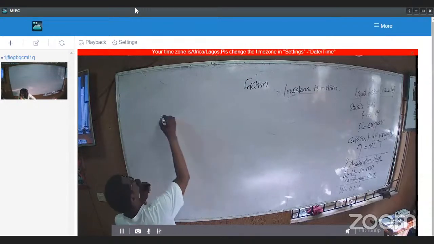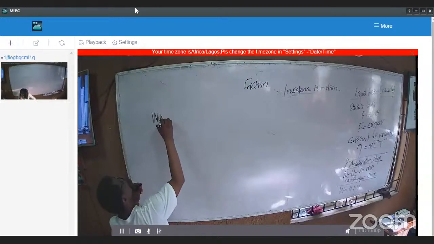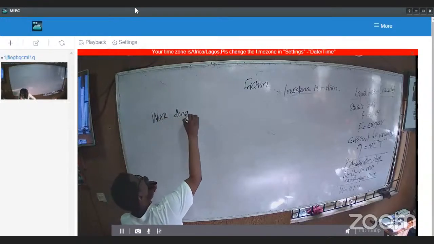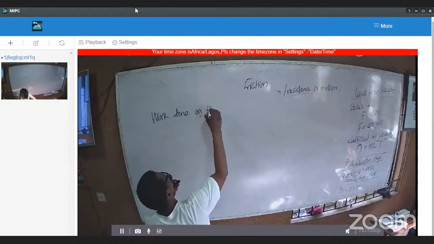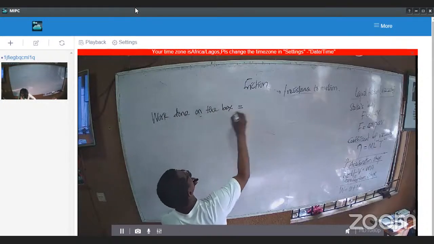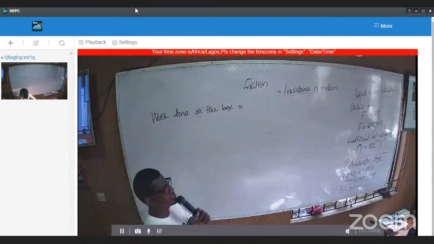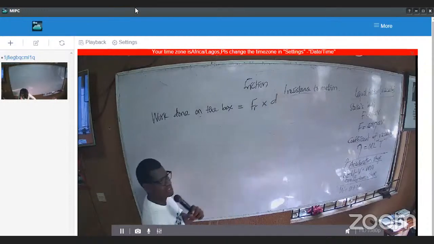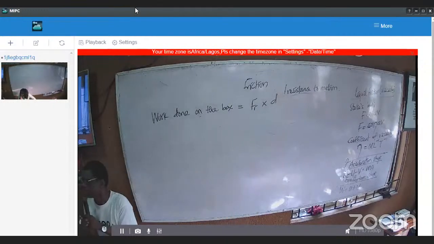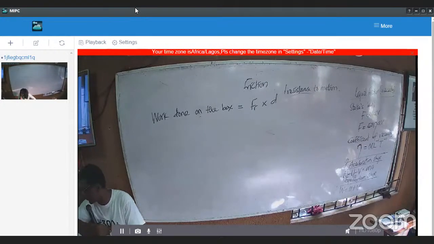Okay, what should we find? Work done on the box. Work done is force times distance. But because you're talking about a rough surface now and they mentioned kinetic friction, we won't just say force times distance this time. They didn't give us force, they gave us weight. A 500 Newton box, and that's weight, not force.